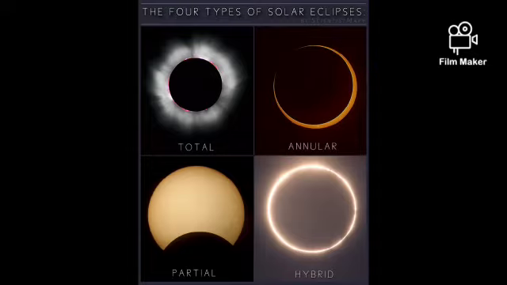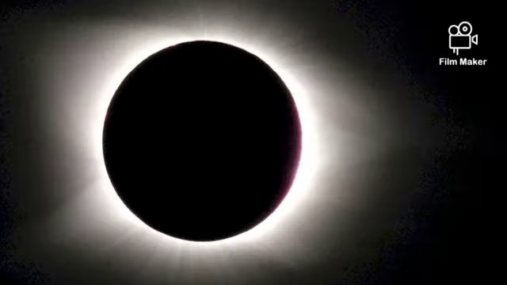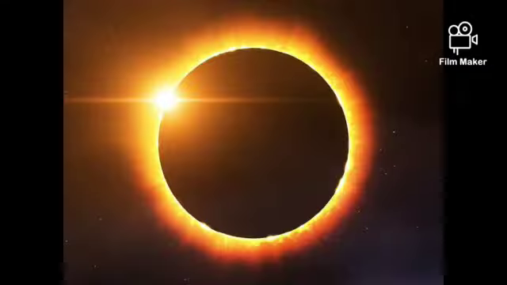Types of solar eclipses and how they are formed. There are 4 types of solar eclipses: total, annular, partial, and hybrid. Let's first look at total solar eclipse. A total solar eclipse is formed when the moon completely blocks the sun. Annular eclipse is formed when the moon completely covers the sun but leaves behind a ring of fire.